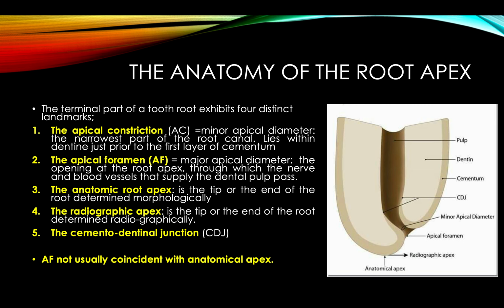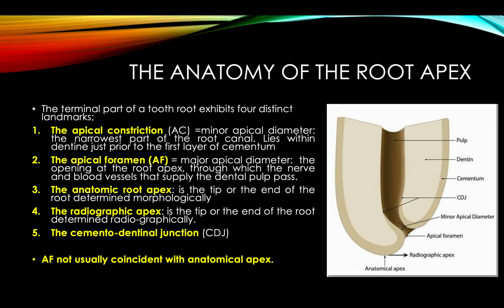Now, the cementodentinal junction is the junction between the cementum and the dentine. It represents the point at which the dental pulp ends and the periodontium begins. Because the pulp has to be surrounded by dentine, and cementum is part of the periodontium, the cementodentinal junction represents the point at which the dental pulp ends and the cementum or the periodontium begins.